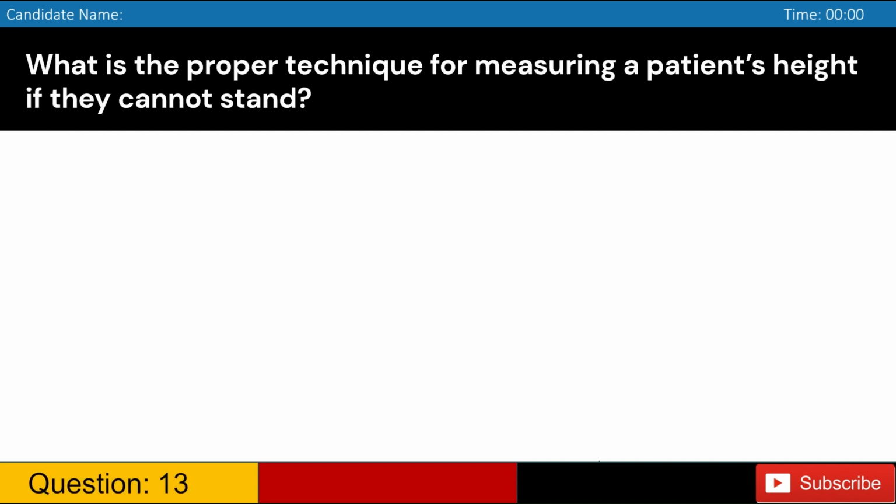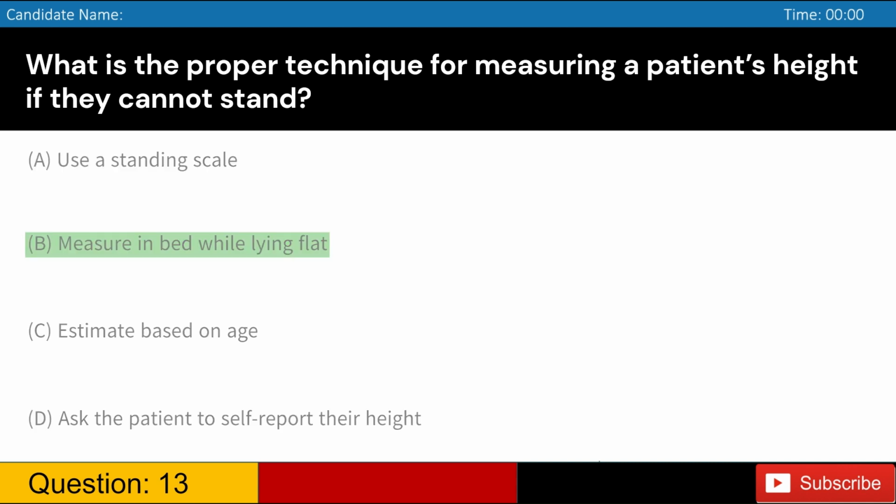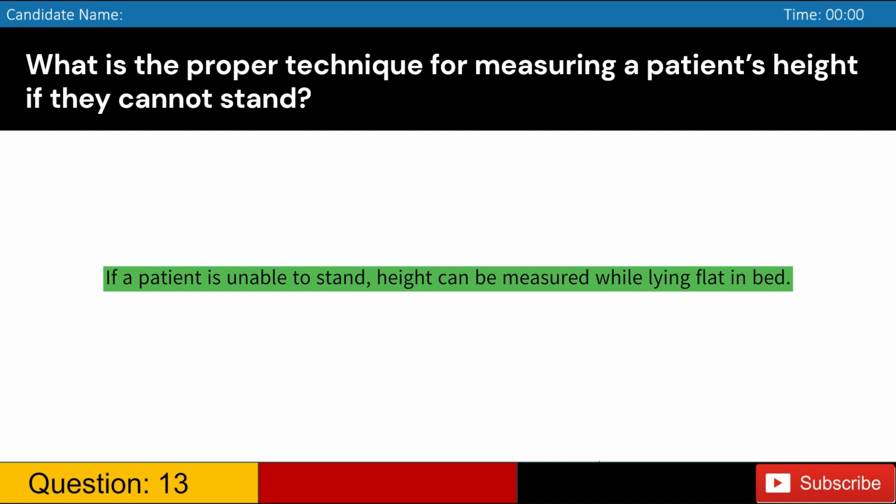What is the proper technique for measuring a patient's height if they cannot stand? A. Use a standing scale. B. Measure in bed while lying flat. C. Estimate based on age. D. Ask the patient to self-report their height. Answer, B. If a patient is unable to stand, height can be measured while lying flat in bed.